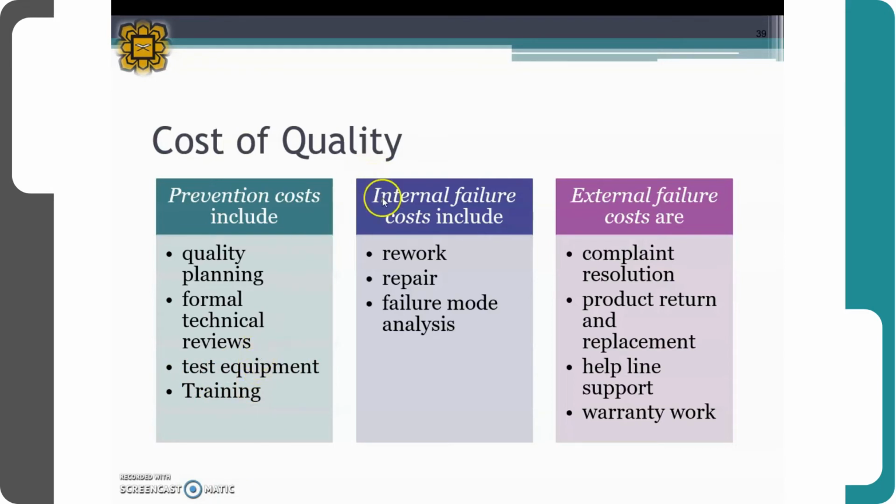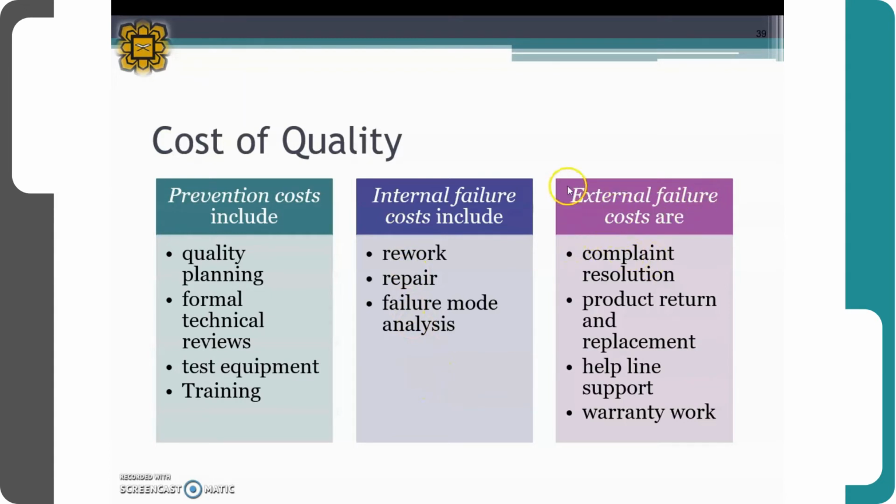In terms of internal failure cost, the failure has already occurred, so now you have to fix it. You need to consider who will be doing the repair or the rework, or who will do the analysis. So all this comes with cost as well.